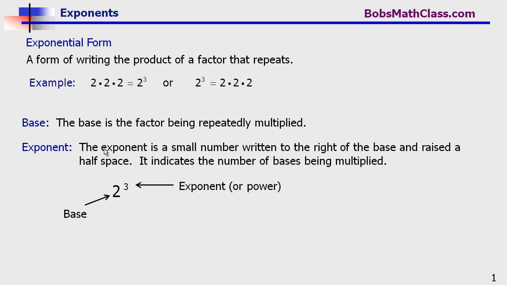The exponent, so some terminology here, it's a small number written to the right of the base and raised to half space. So you go halfway up and then you write a little bit smaller, probably about a third of the size of the base. And that's called the exponent. It indicates the number of bases being multiplied, the number of times that you write the base.